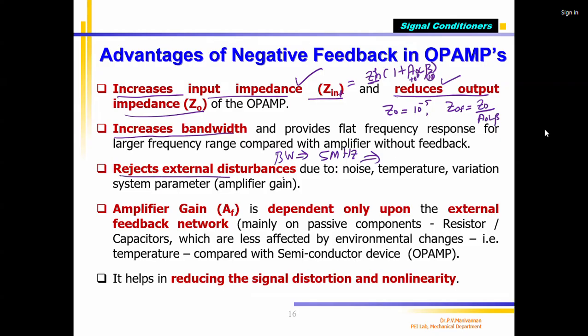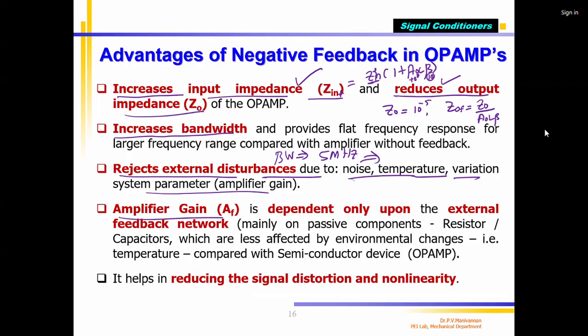It rejects external disturbances due to noise. Open loop doesn't do that. Temperature dependence is removed, noise is removed, and it also takes care of variation in op-amp parameters. It rejects all these things. If you give 10 millivolts and AF equals 10, the output will be 100 millivolts. Whether 30 degree, 50 degree, or 60 degree, as long as you operate your op-amp within the operational range, temperature variation is not going to affect it. That is the main thing.